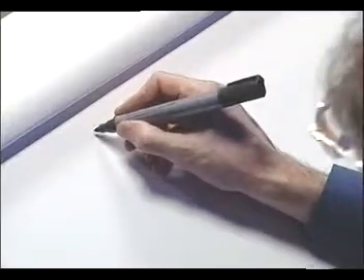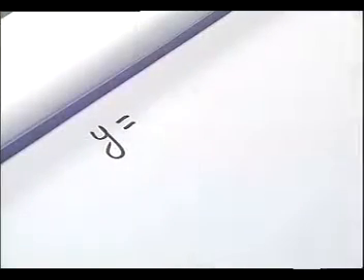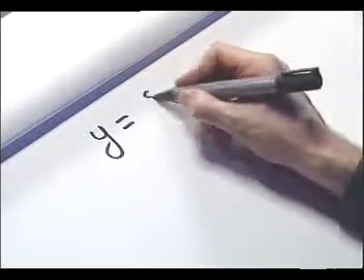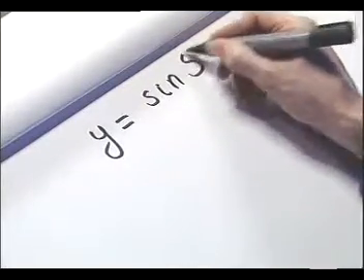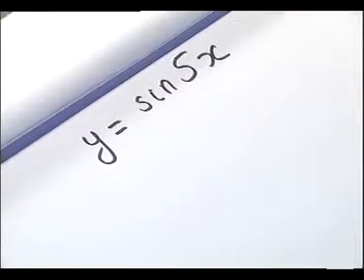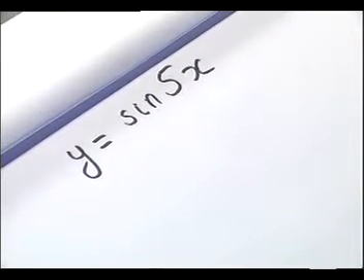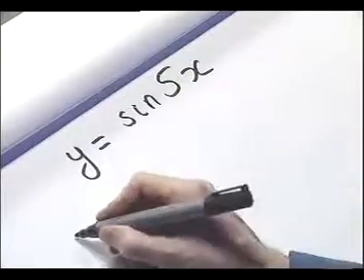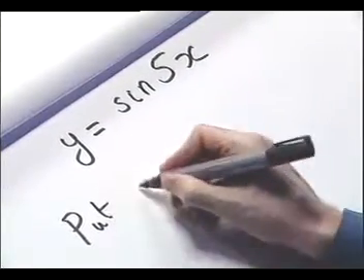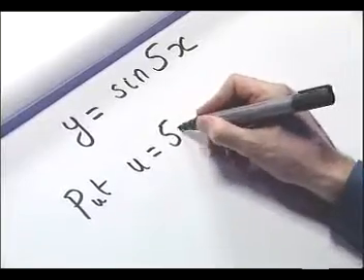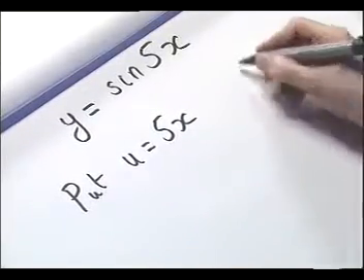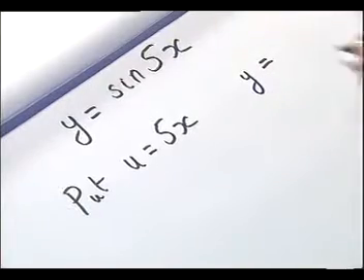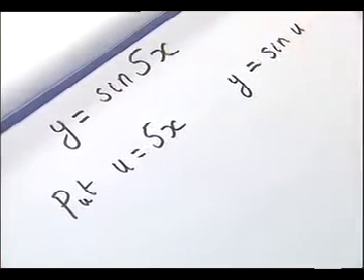I want now to take another trig example and then develop that trig example a little bit further to a more general case. So we'll take y equals the sine of 5x. Very easy here to identify the g of x. It's this bit here, the 5x. So we'll put u equals 5x. And then y will be equal to sine u.